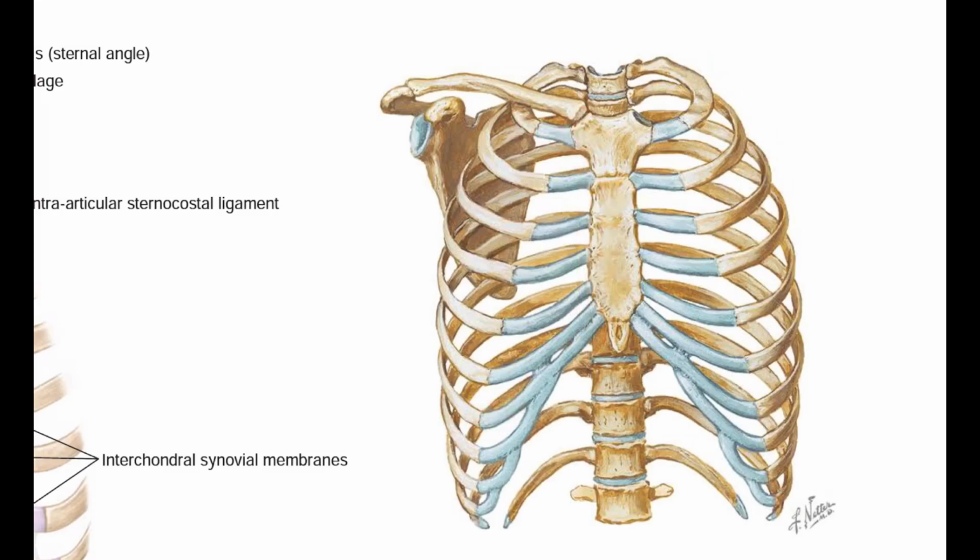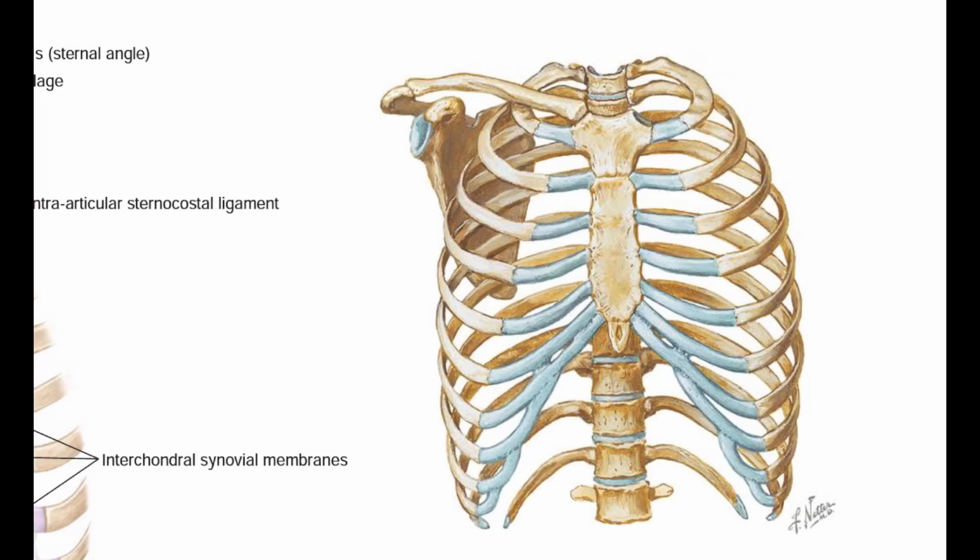The first chondrosternal joint is a primary cartilaginous joint. They do not permit any movement. The costochondral joints also do not permit any movement. That is for the 1st to 7th. So next, the interchondral joints.